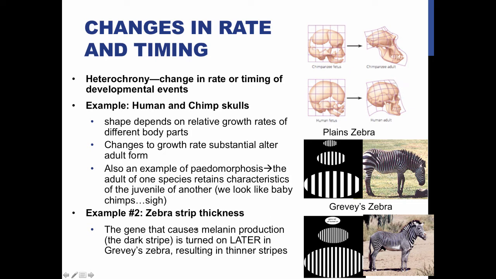We can also see this change in heterochrony, so the change in rate or timing, in the stripe thickness of zebras. So we've got plains zebras and Grevy's zebras. Think about if you took a balloon and you inflated it. So you drew the stripes on the balloon before you inflated it. The more you blew up the balloon, the thicker the stripes would get. But if you didn't draw the stripes until the balloon was already bigger, they wouldn't have time to get as thick as they would if they'd been turned on right from the very beginning. So if we turn the gene on later in this Grevy's zebra, you can see we get much thinner stripes compared to the plains zebra, where that striping gene, the melanin-producing gene, is turned on much earlier in development.